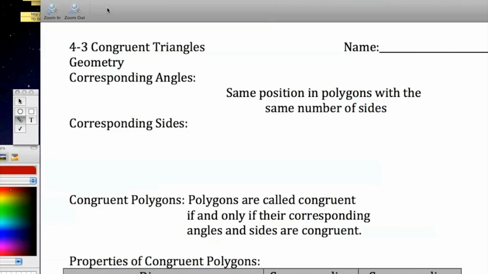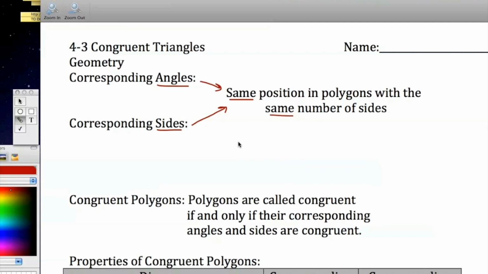Okay, so what we're looking at right now is 4.3 congruent triangles. Now, when we're talking about congruent triangles, it involves a certain number of things, and the things we're looking at are the angles and the sides. The way I've formulated this little note diagram here is that the definition of corresponding angles and corresponding sides is the same. It goes right here. It's the same position in polygons with the same number of sides.